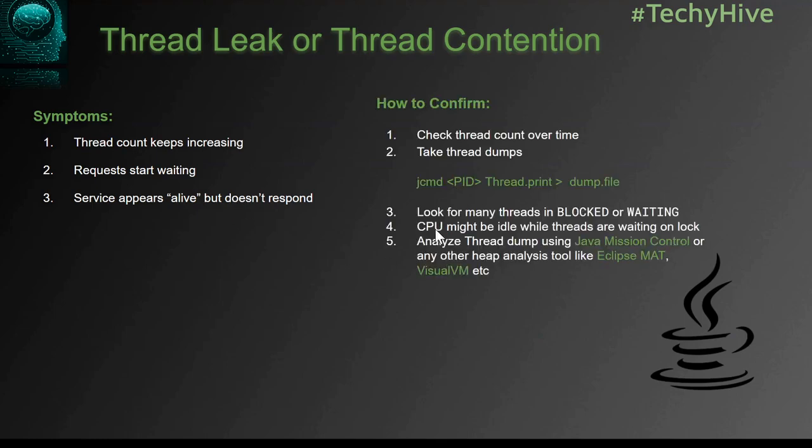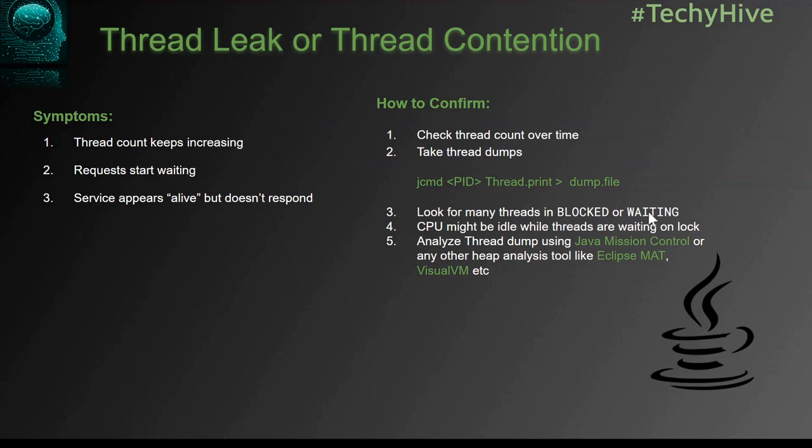So to confirm that, check thread count over time. If thread counts are increasing over time, that means something is wrong with the threads. And take a thread dump using the jcmd command, and you can just use the process ID to create the thread dump on the fly, and just use the thread dump for further analysis. Look for many threads in the blocked state or waiting state. Check how many threads are in blocked or waiting state.